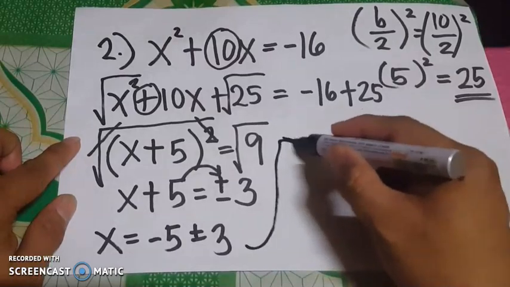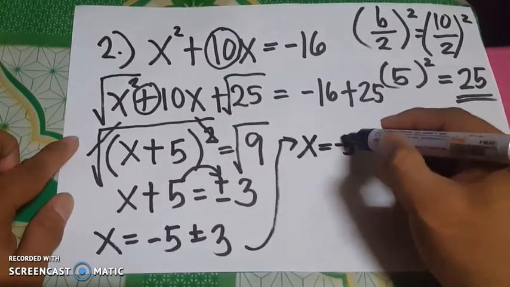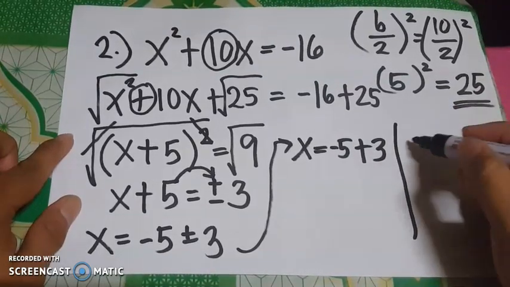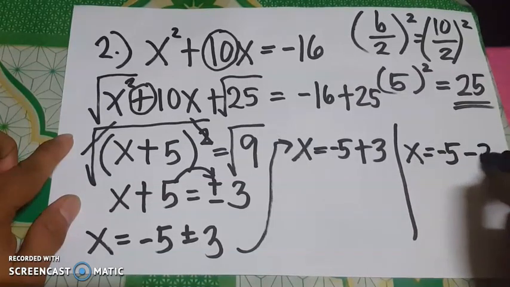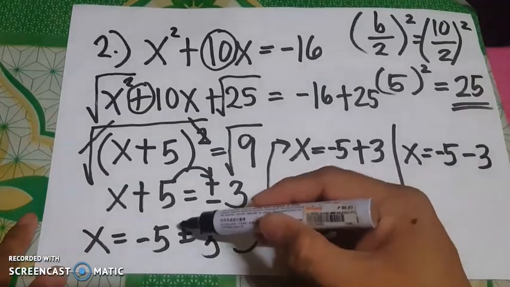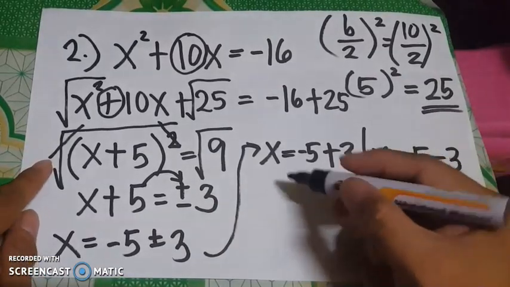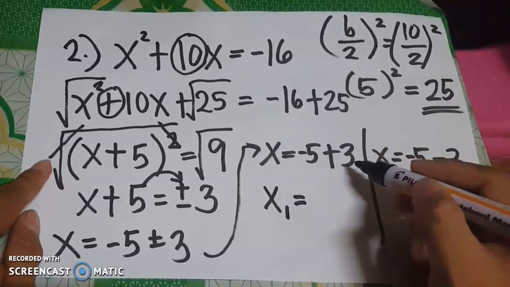So let's do it here. So we do have here, the first equation is x is equal to negative 5 plus 3, while the other one is x is equal to negative 5 minus 3. Again, this is the plus and this is the minus na kinuha natin dito, na pinaghiwalay natin. Then, let's solve for the solutions now. So, we do have the x sub 1. The first solution has negative 5 plus 3.